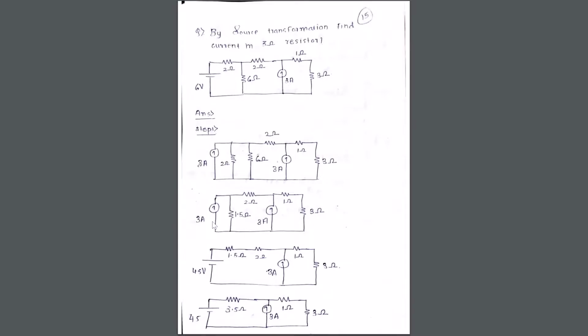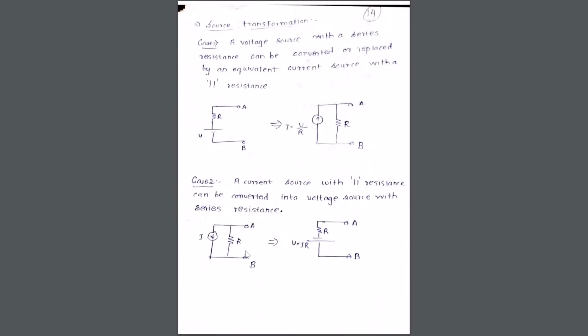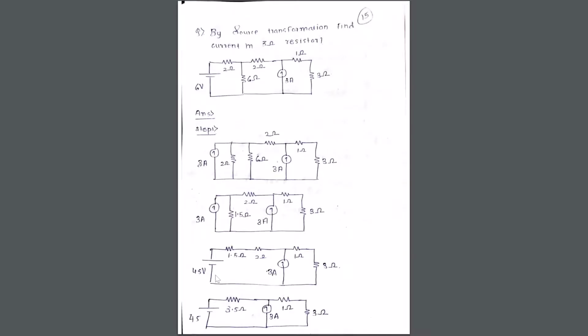Now again, a current source is in parallel with a resistance, so I can convert it to a voltage source in series with a resistance, right, from this formula. So my voltage source is going to be I into R, that is 3 into 1.5, 4.5. The resistance is going to come over here, 1.5 ohms, 2 ohms, and the rest of the circuit remains the same. Now 1.5 ohm and 2 ohms are in series, that is 1.5 plus 2 is 3.5 ohms. I hope I'm very clear till here.